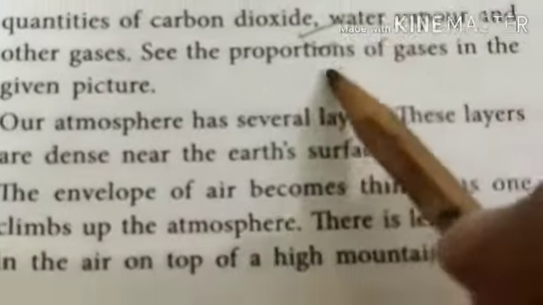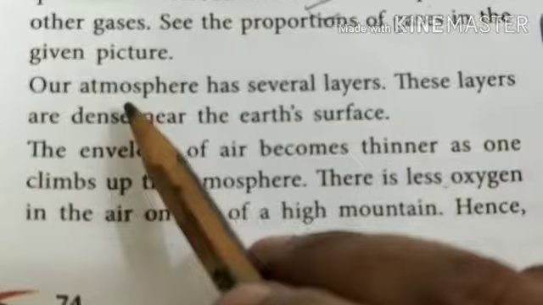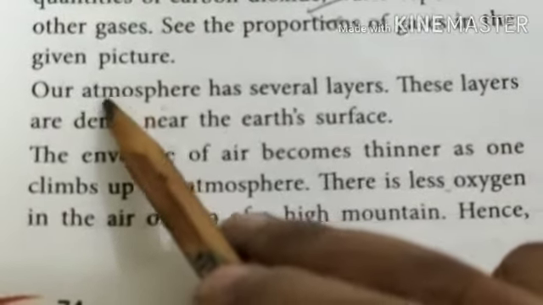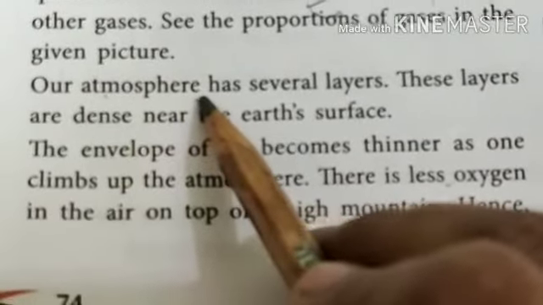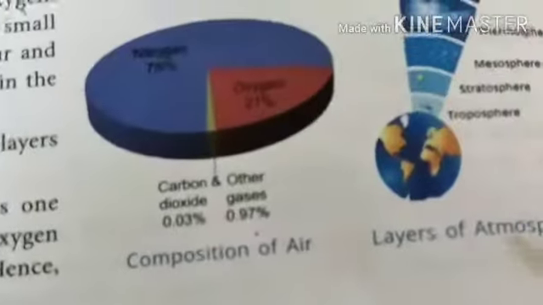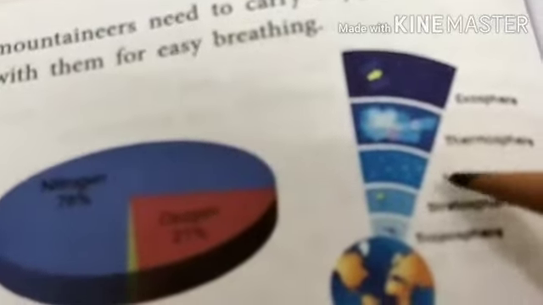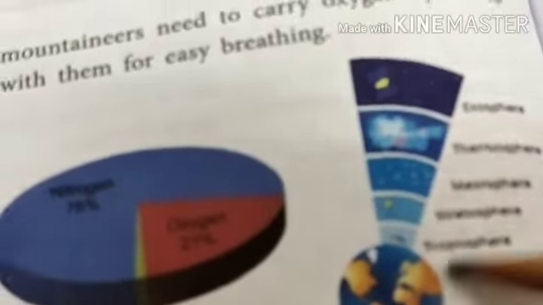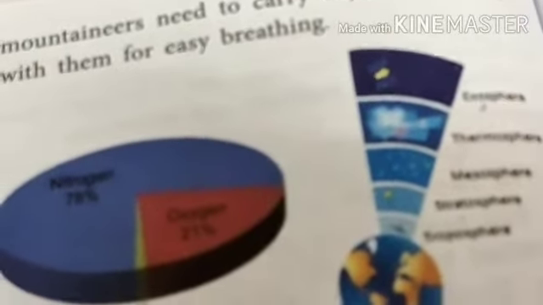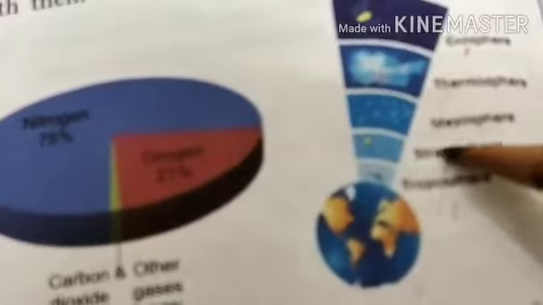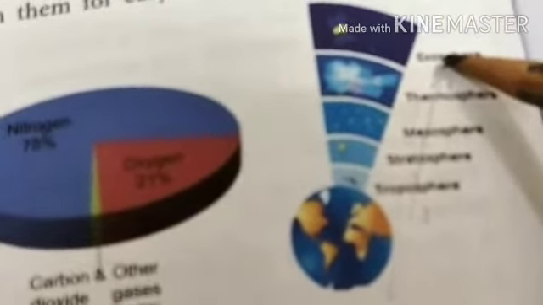Now our earth is surrounded by a layer of air that is called the atmosphere. This atmosphere is divided into many parts. See, this is our earth. Then we have these different layers of the atmosphere. And as we slowly go up, the air becomes thinner.